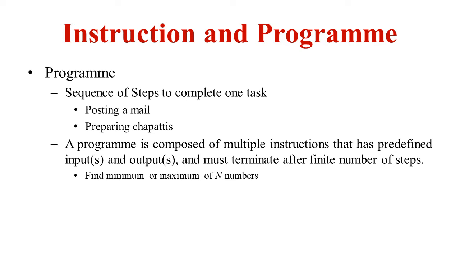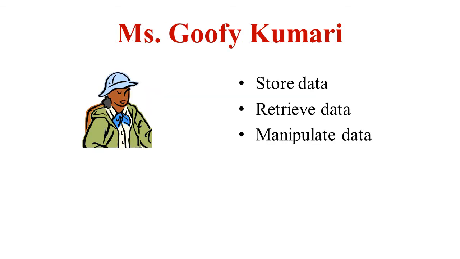An example may be finding out the minimum or maximum of n variables or n numbers. This is also one program that we have to write down in the form of a set of instructions so that we can accomplish our objective. The objective is to find the minimum or maximum, and the input is what? Input is your n numbers.